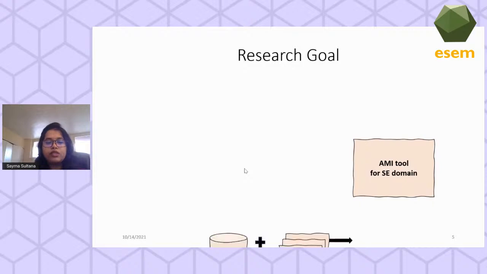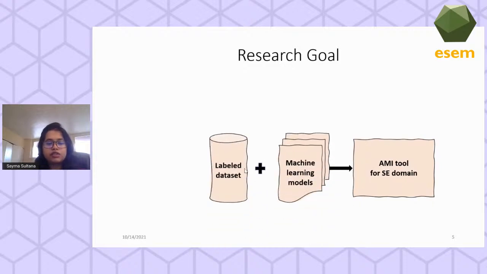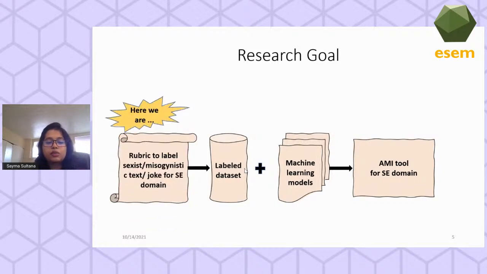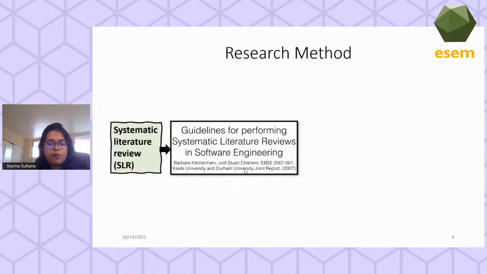For that purpose, we need a labeled dataset and machine learning models. But right now, we do not have any labeled dataset for this task. So we start with developing a rubric which will provide specifications about which texts from the communication of software developers fall under the sexism or misogyny category. To develop the rubric, we need to collect existing studies about labeling sexist text. For this reason, we conducted a systematic literature review approach outlined by Kitchenham and Charters.